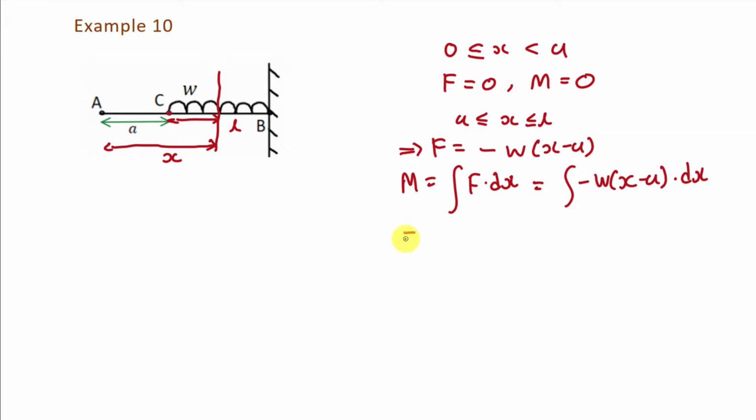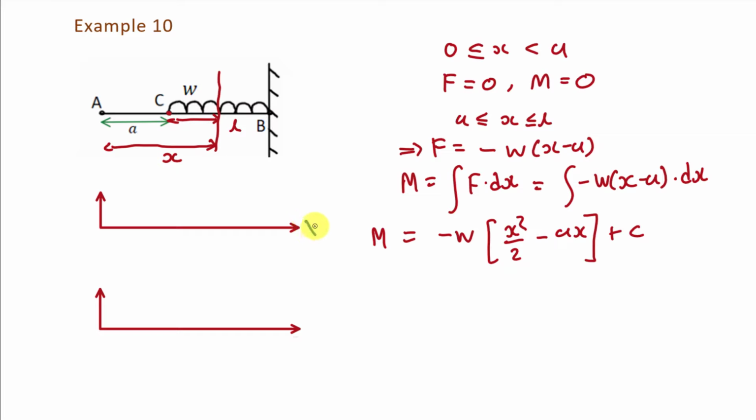So what will be the integration of this part? It will be minus W into bracket x square by 2, that is the integration of x, minus Ax, that is the integration of A, and plus C, which is the constant of integration. This is the bending moment M. Now here you can see that the power of x is 2. So this equation is the equation of a parabola. Now we are going to draw the shear force diagram and bending moment diagram.